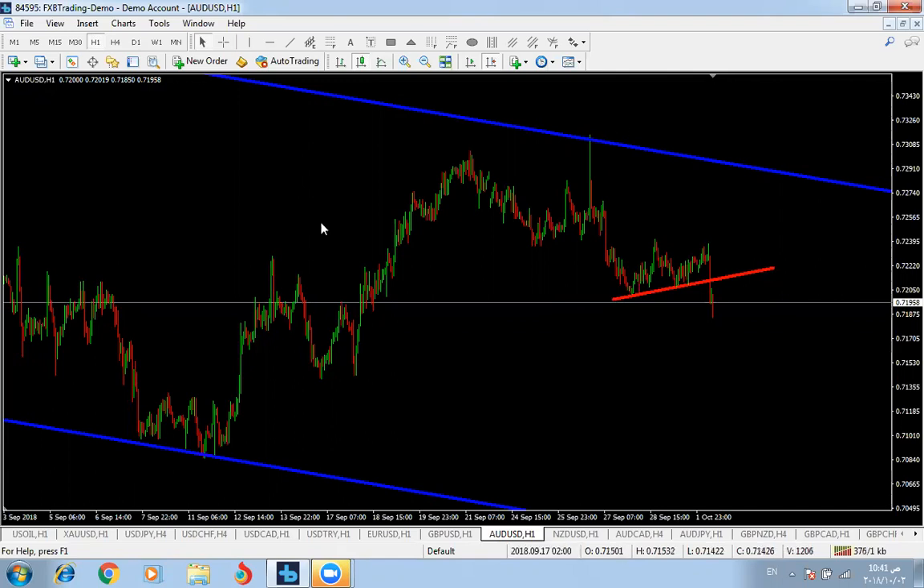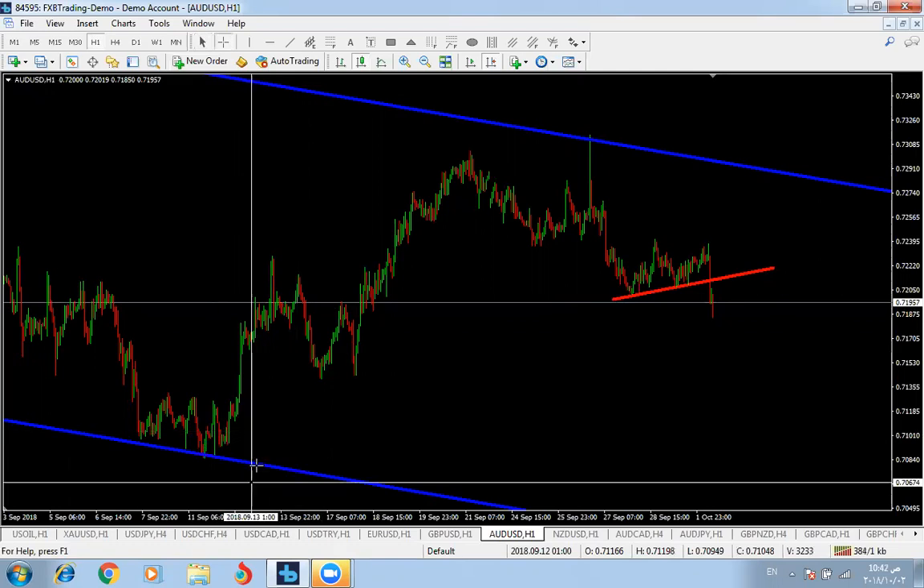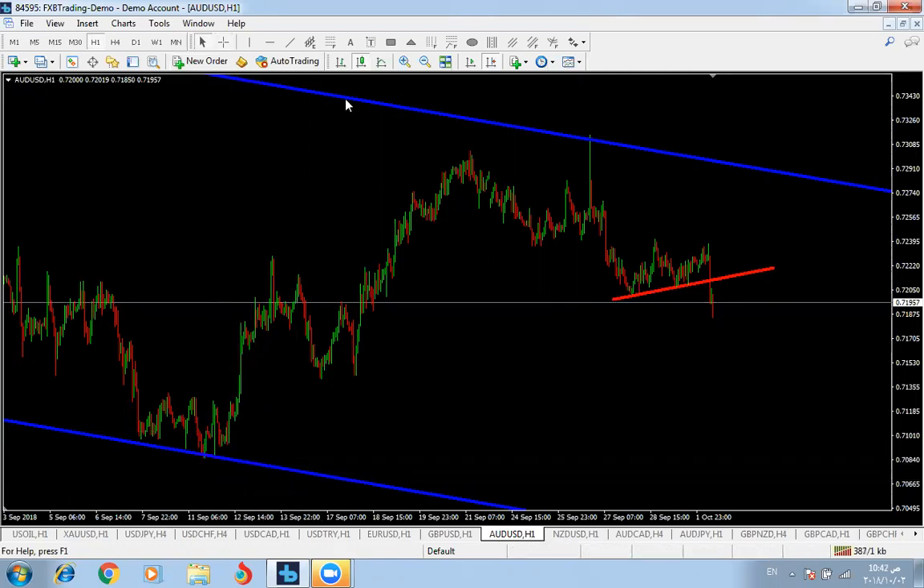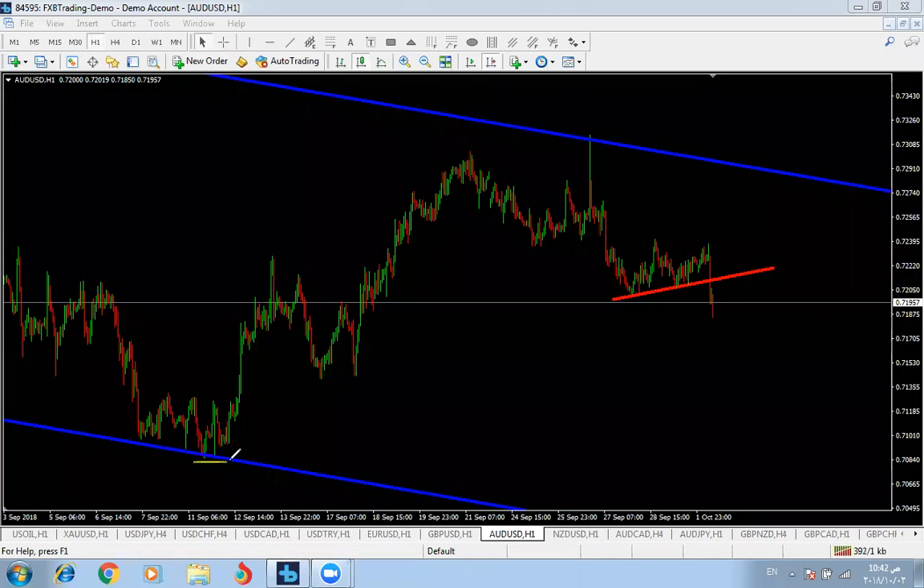This is the Aussie dollar. I have been watching this piece of correction since it started from this bottom. It started from this bottom, and I have entered a very small amount of long position against the trend. It should be very small.